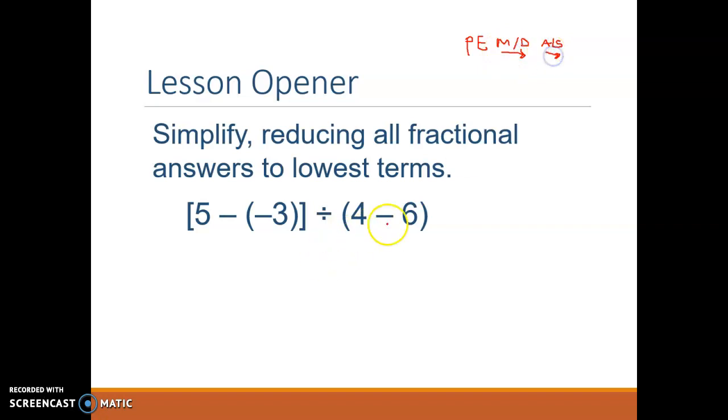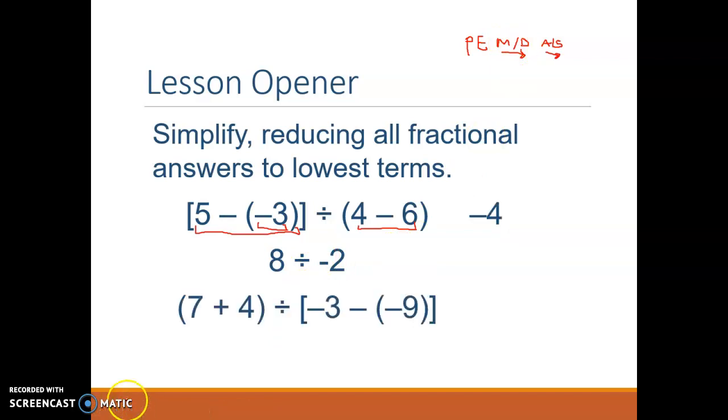All right, so if we look inside our parentheses, we can see there's something here that can be simplified. And there's nothing here, but if we go to the other grouping symbol, there is something that can be simplified there as well. So we're going to go ahead and simplify inside the parentheses. So 5 minus -3 is +8, and 4 minus 6 is -2. We then multiply and divide from left to right. So 8 divided by -2 is -4. All right, what about this one?